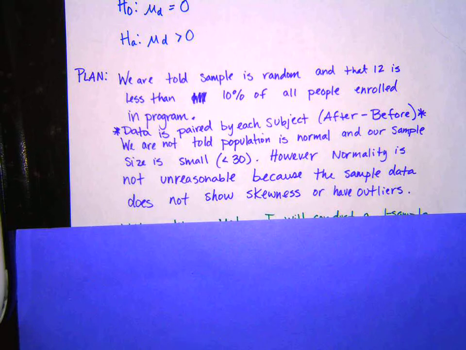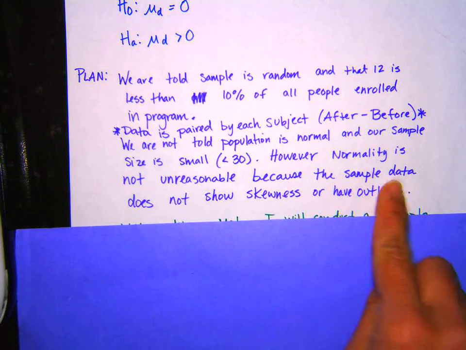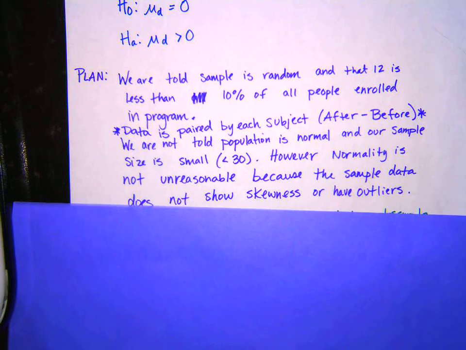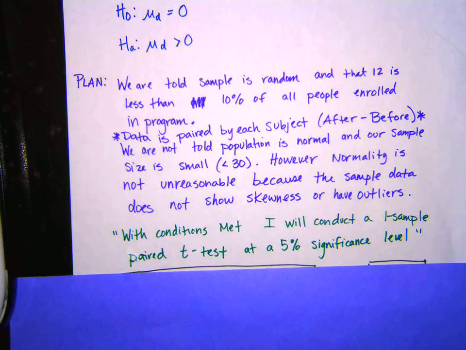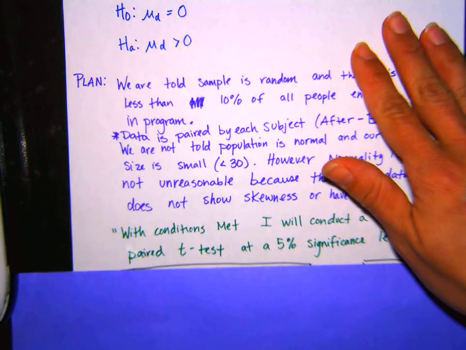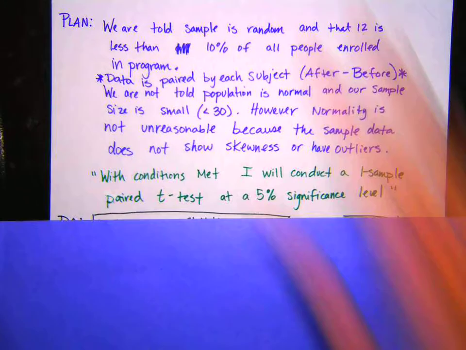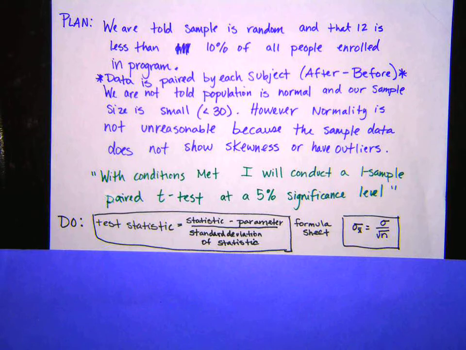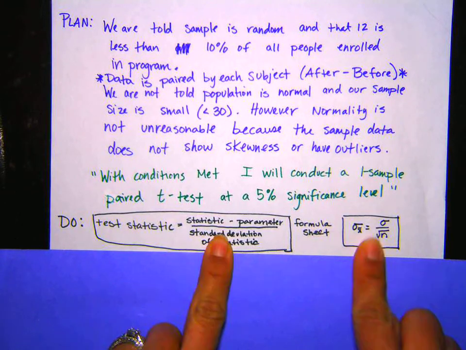So now that we've done all that, with conditions met, I will conduct a one-sample paired t-test at a 5% significance level. So let's move on to the calculations, and what we need to show for the calculations. First of all, your formula sheet, these are the two formulas it gives you. We have to adjust these formulas for our paired t-test. So how do we do that?